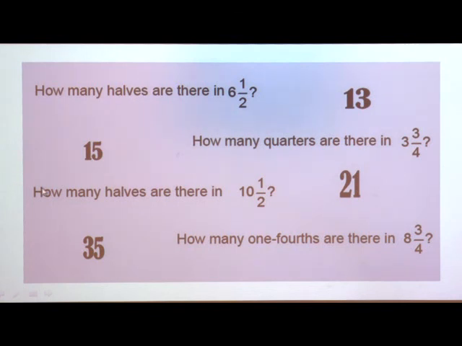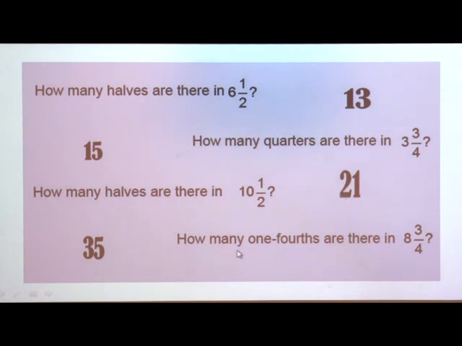Here we will see how many halves are there in 10 whole 1 upon 2, or we can say 10 and a half. So there are 21. I think you understood, because it is very similar to the first question. We have to double this, so 10 will be 20 halves, and with this 1 half, it will be 21.